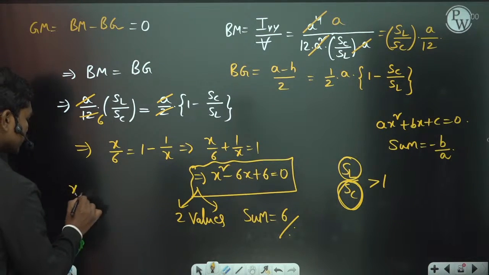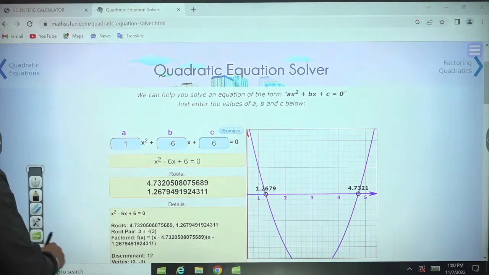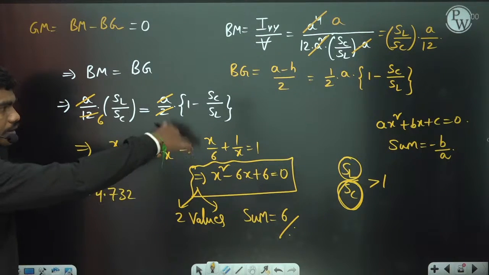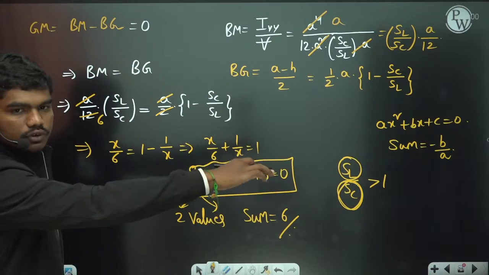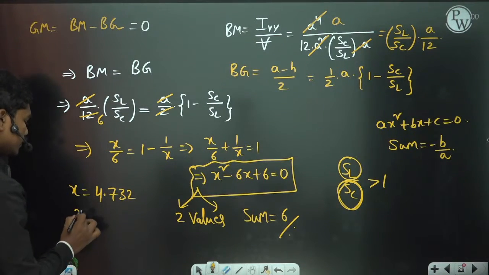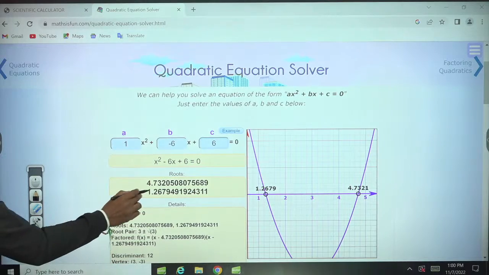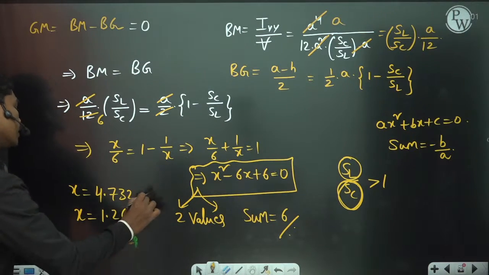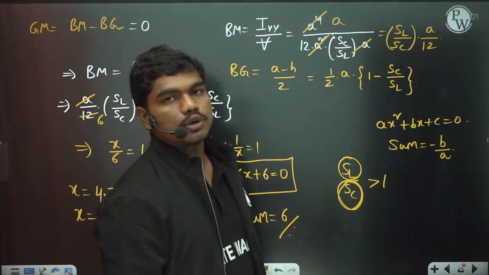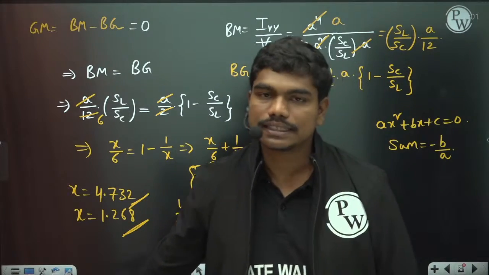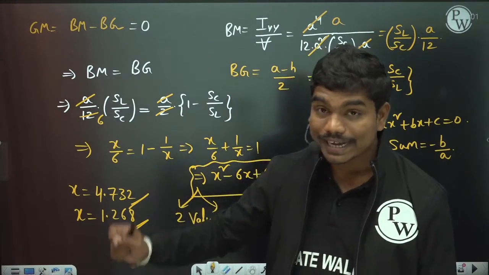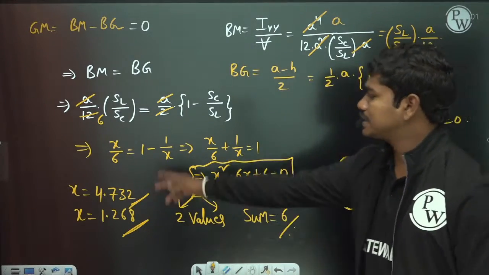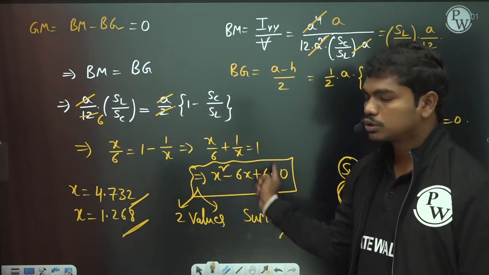What are the possible values of x? X is equal to, if you solve, we will get 4.732 as one value and 1.268 as the other. Normally you can calculate quadratic equation roots using minus b plus or minus root of b square minus 4ac, all these things, but I'm just writing it. Why spend some time? We all know how to solve a quadratic. Since both these values are greater than 1, both are permitted. For this value to be greater than 1, means under these two values of SL by SC, the metacentric height of the system is actually 0. So these are the two possible values. Since these two are valid, we'll take the sum of these two, which is 6, which is nothing but the sum of roots of this quadratic equation. Clear?